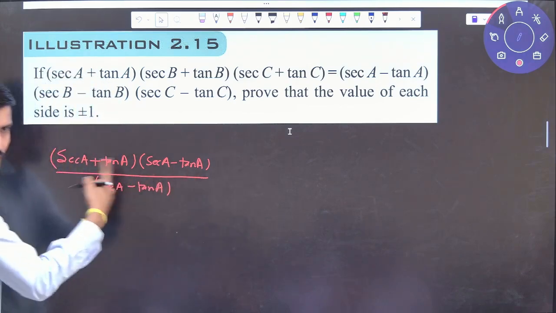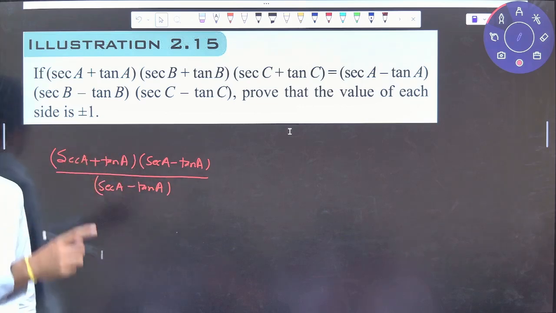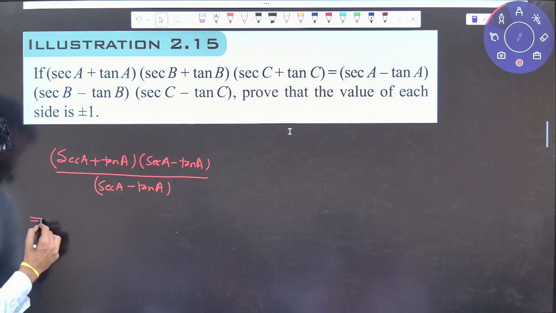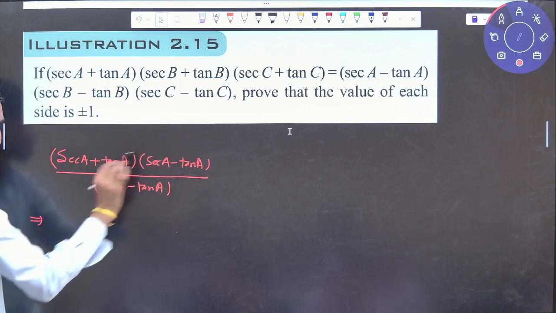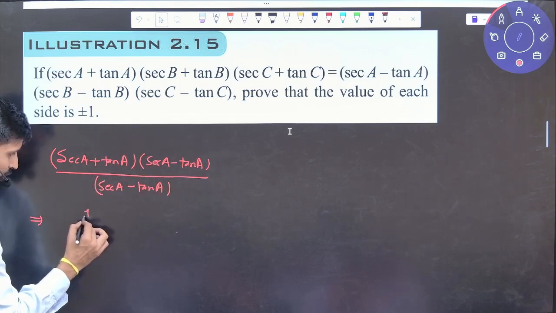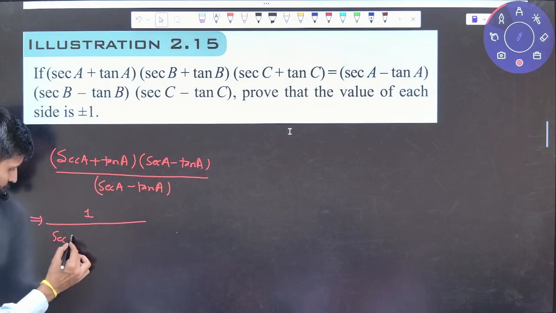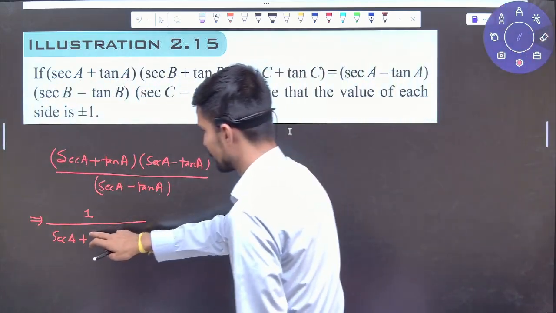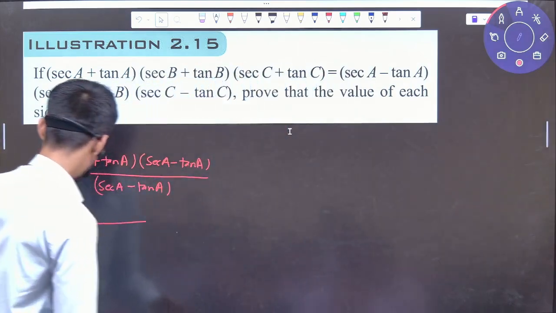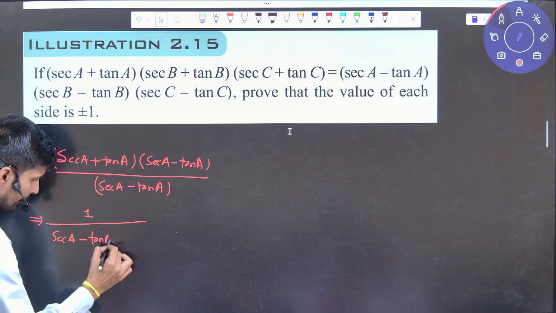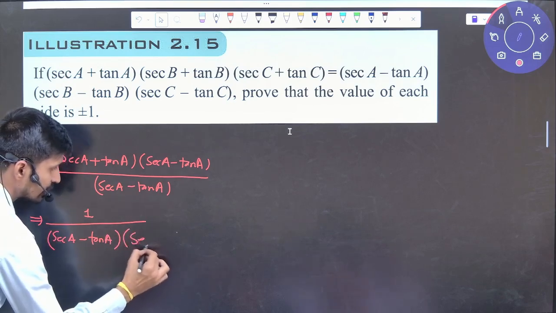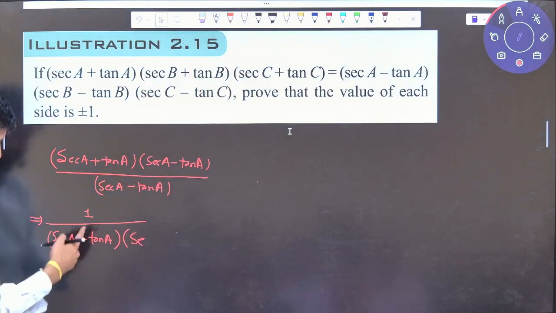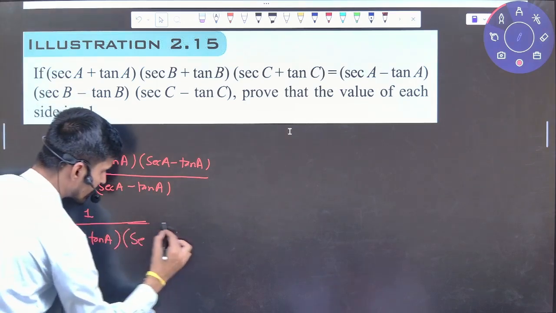Can I solve the calculation of the first term? Then we can write the whole thing directly in the next step. No need to write each and everything. So say this, what will it become? Sec squared A minus tan squared A. What will it become? 1. So this will become 1 upon sec A minus tan A. And again, when you rationalize it, you will get the same thing. So this again we can write.